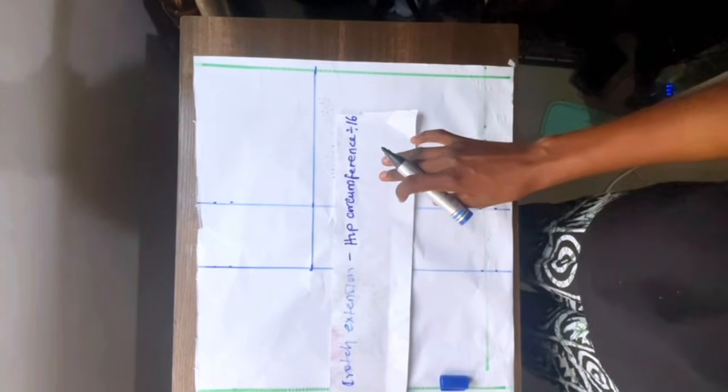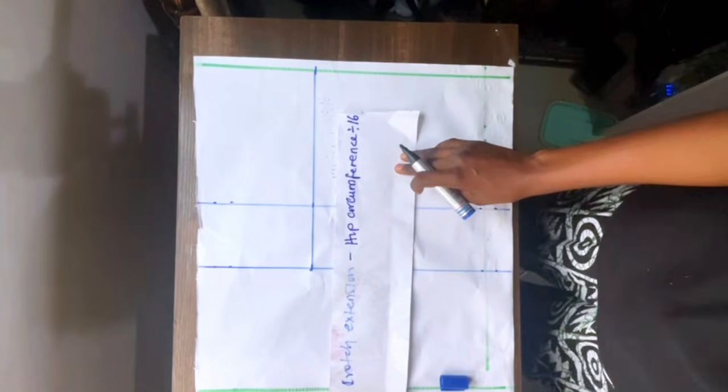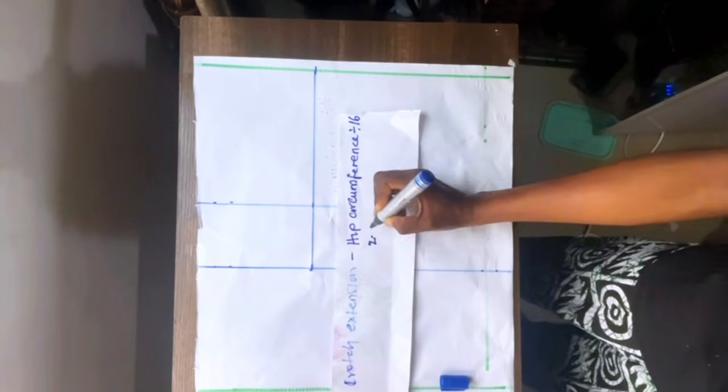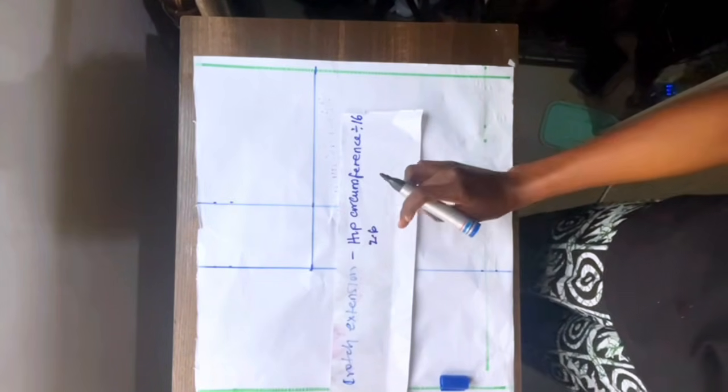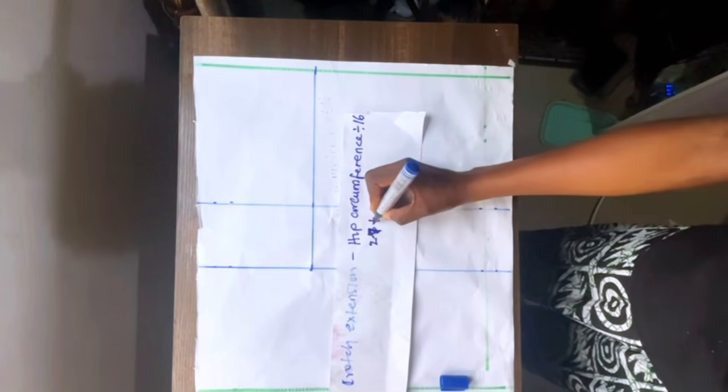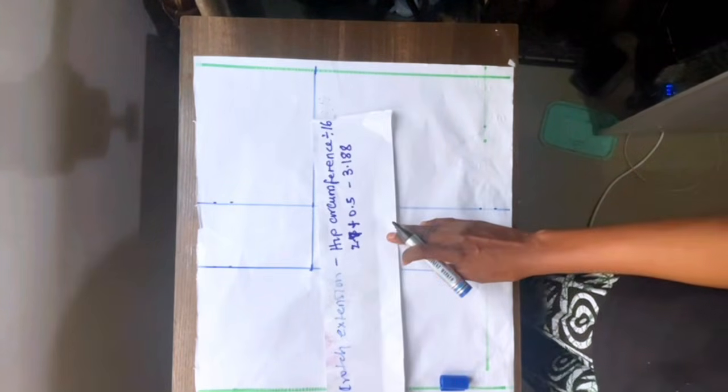And then for somebody like me, I'm going to be adding 1 cm, that's 0.5. So it was 2.6 before, right? I rounded it up, 2.7 rather. 2.7 plus 0.5, that's 1 cm, okay? So it's now come up to 3.188. So that is what I'm going to be using for my front crotch extension.